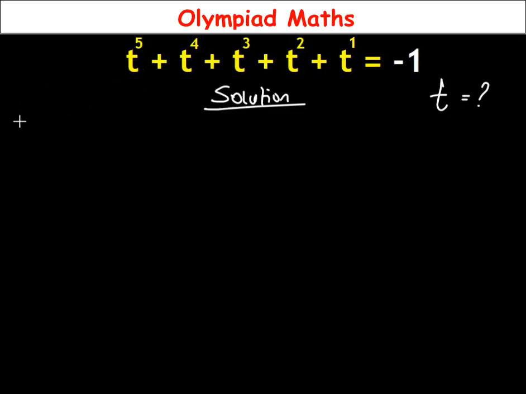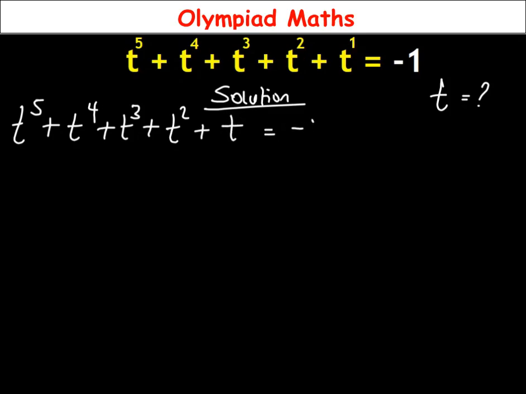Now we have t raised to the power 5, plus t raised to the power 4, plus t raised to the power 3, plus t raised to the power 2, plus t raised to the power 1, which is the same thing as t, which equals minus 1.